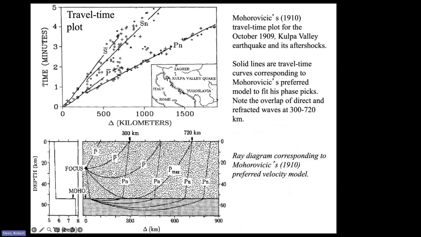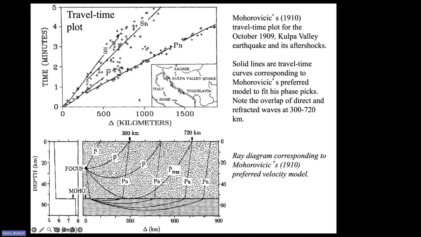So this is his original plot. Here's Zagreb. This was the earthquake. This is time in seconds. Oh, I'm sorry, that's minutes. And distance in kilometers. And with these arrivals, you can see that this is a different slope and therefore a different velocity than this. In fact, we're looking at S waves and P waves. So if we compare the P waves, there's one slope that looks like that, which is the 6 kilometers per second. And then there's this one, which is 8 kilometers per second.